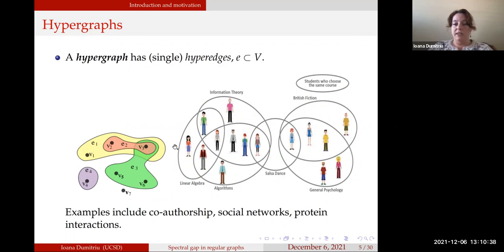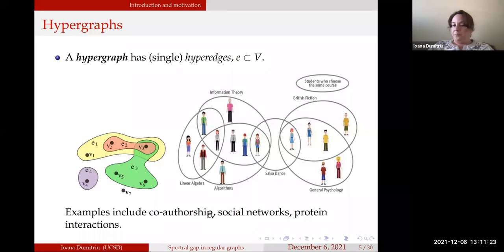So for example, here is a representation of a hypergraph that characterizes groups of students according to the course that they take together. Each one of these ellipses and circles denotes a hyperedge, and the depicted students included in it are vertices. So the hyperedges are subsets of students, and you can see that there's overlap. And you can see that the number of students who share the same class can be different. And each one of these groups can be a hyperedge.